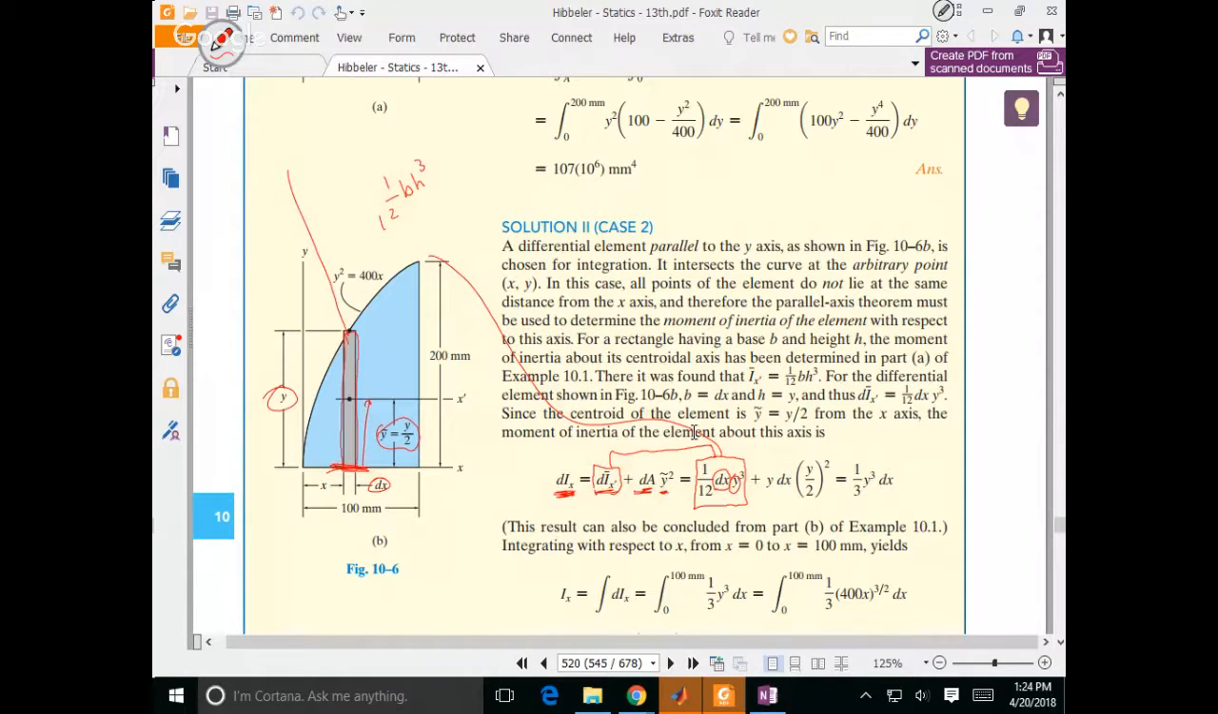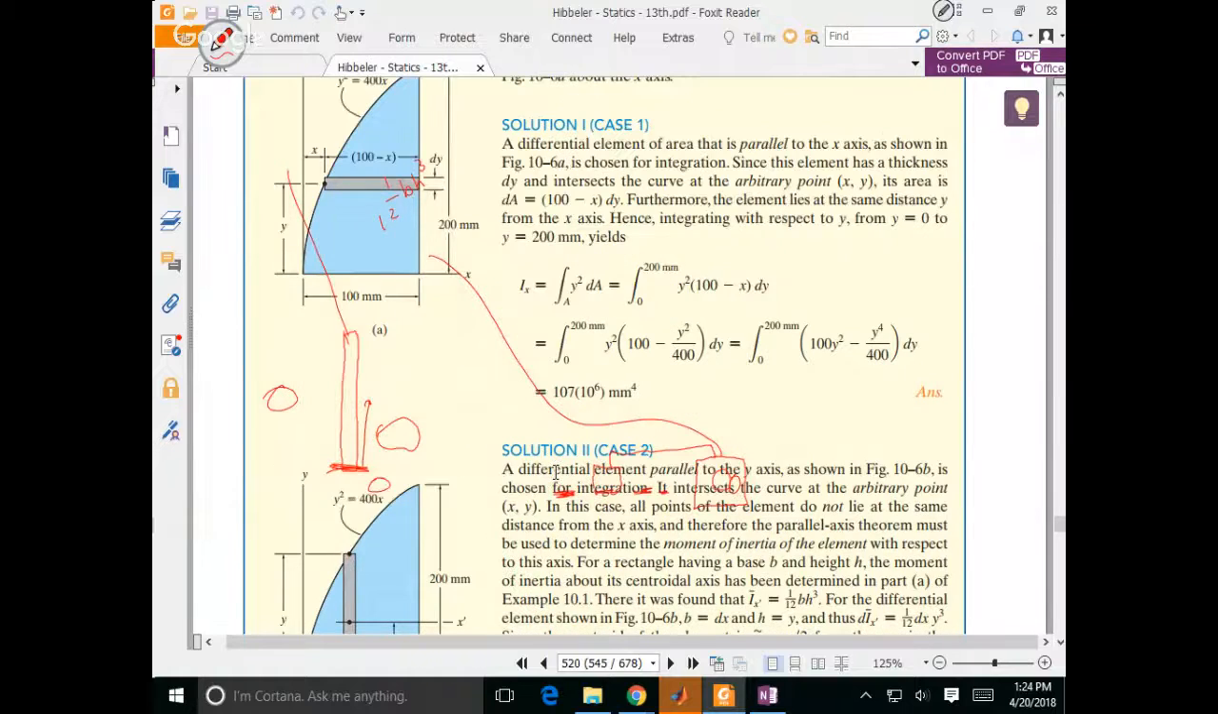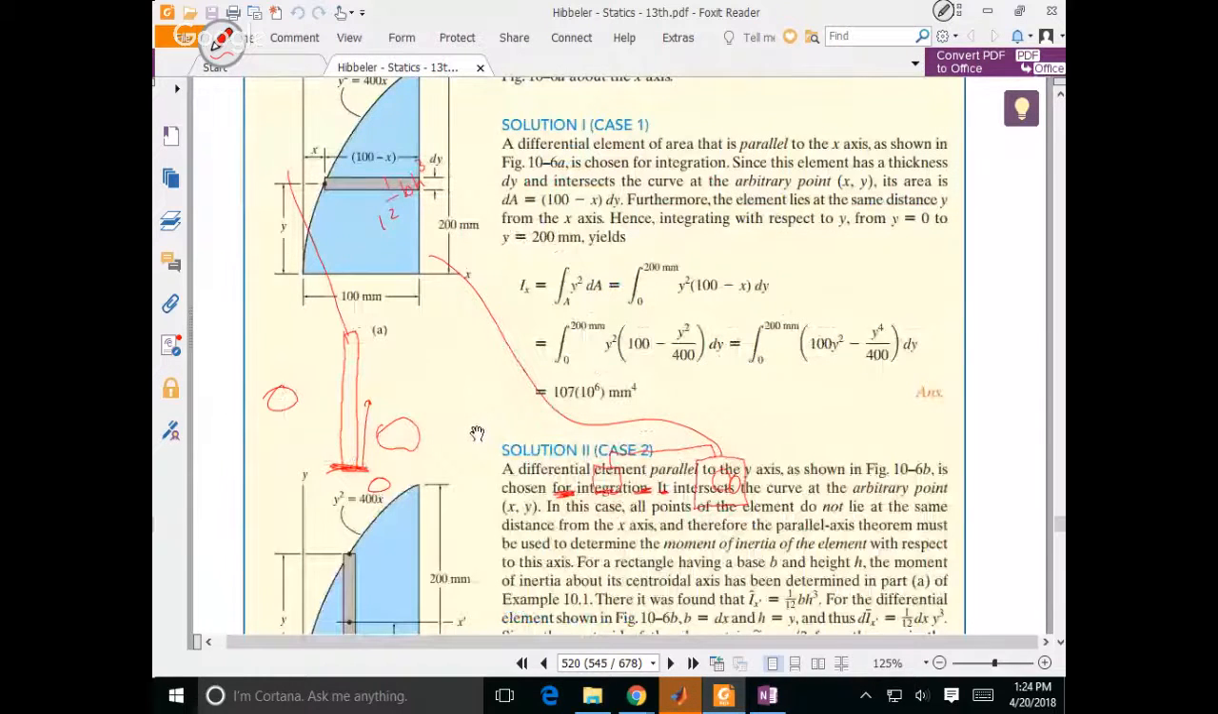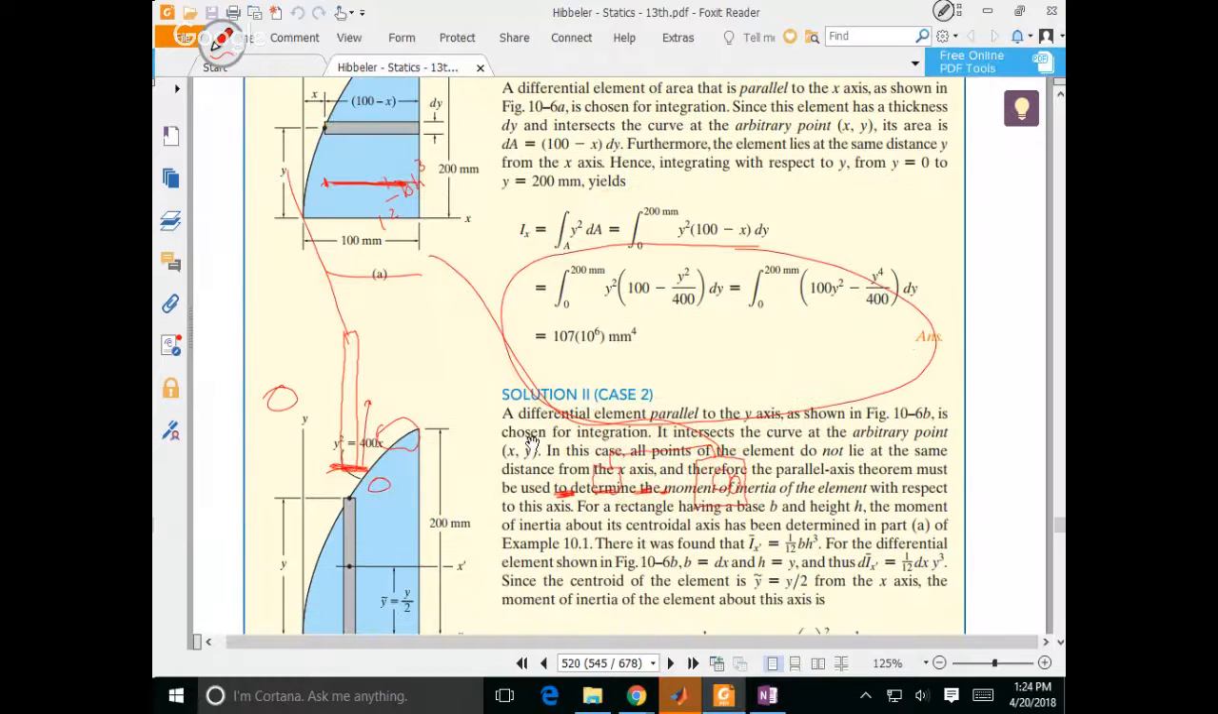Now oppose that to the other case in which, yeah, you do the same thing. You could basically say this is basically a line element spinning about here. You don't have to do any of that right here. There's no 1/12 base times height. So the moral of the story is you can make the problem harder or easier. If you're doing IX, you want to do horizontal bars. If you're doing IY, you want to do vertical bars because you don't have that complexity.